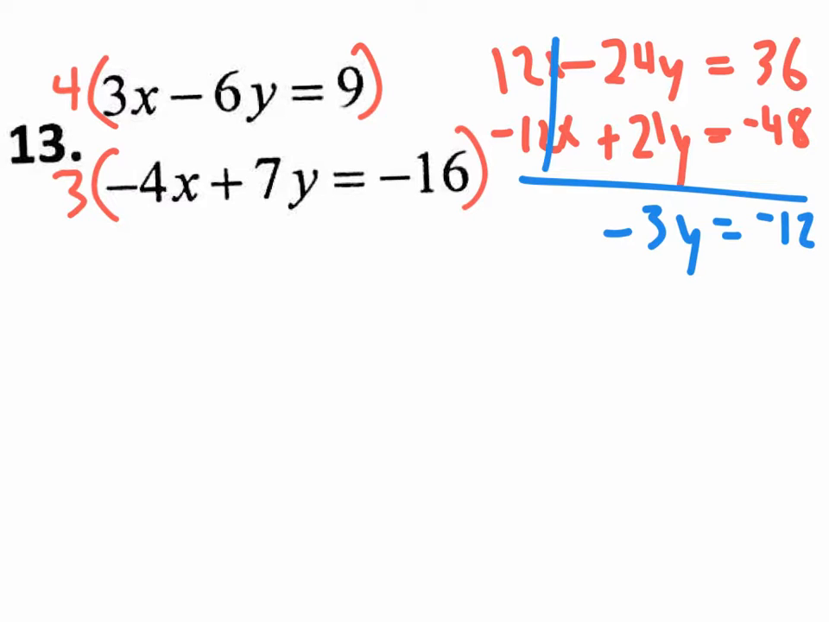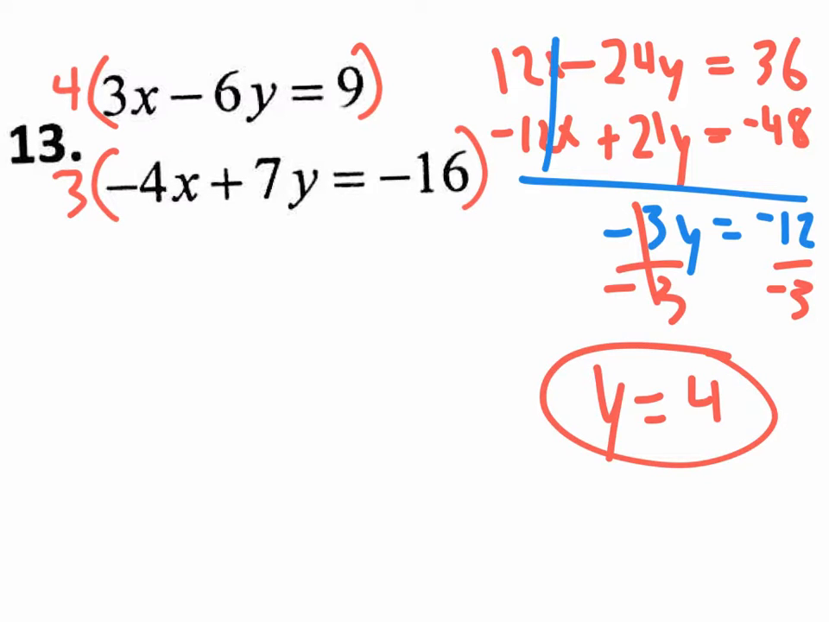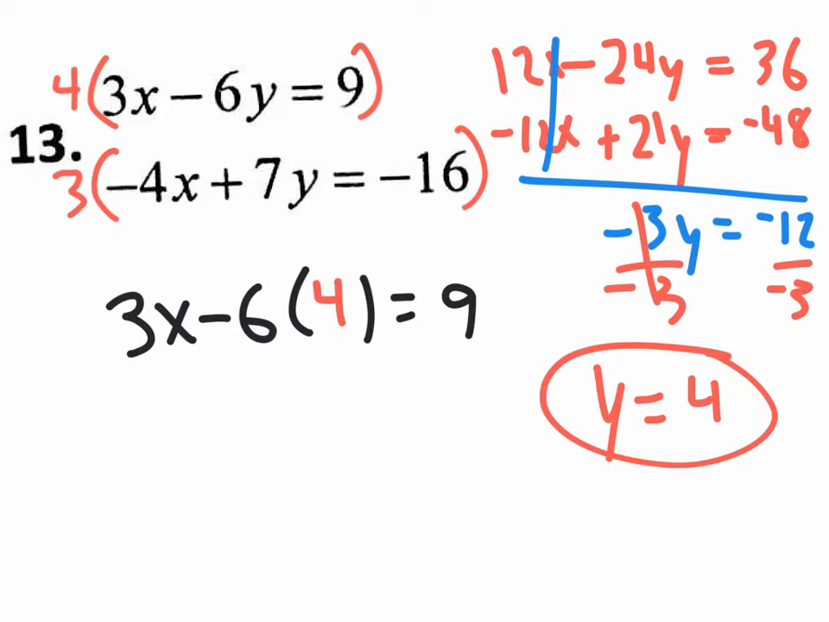So we're going to divide both sides by negative 3. You're going to have y equals positive 4 as an answer. You have one answer, you need the other. Let's plug it into the top one. We're going to have 3x minus 6y, but instead of y, I'm going to put that 4 in there, equals 9. So you really have 3x minus 24 equals 9.